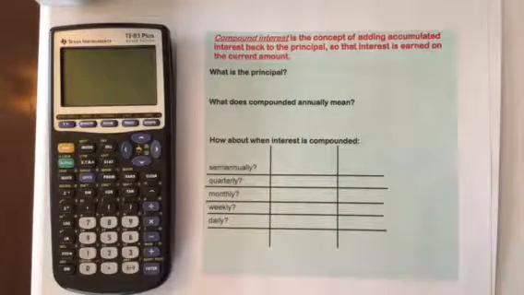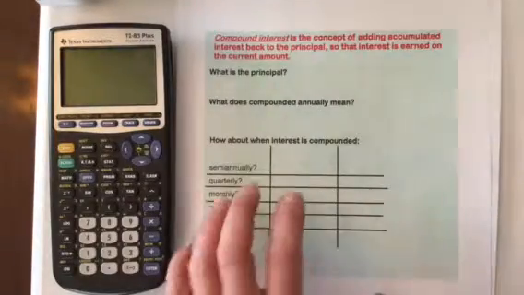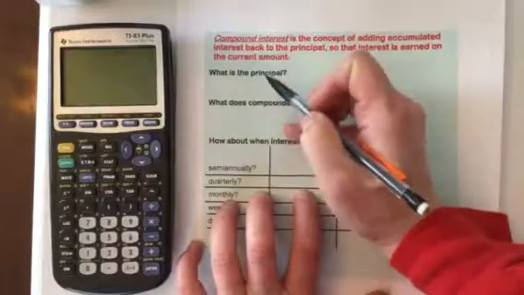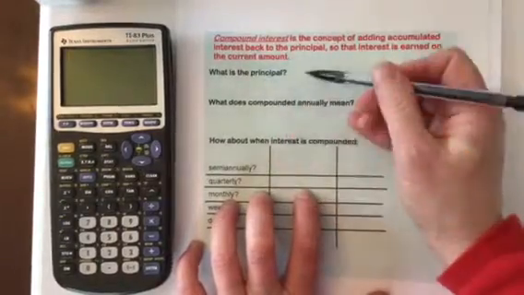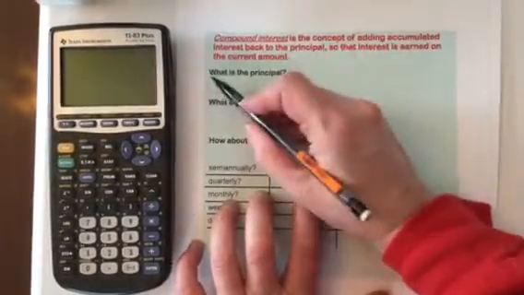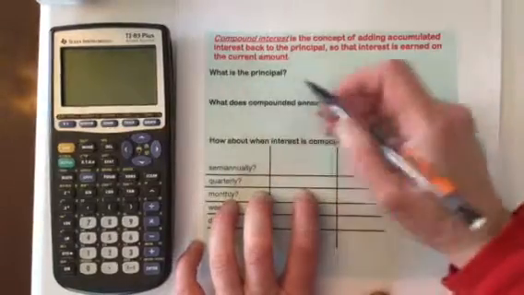When you compound interest, you start earning interest on the interest. Now, what do I mean by that? Let's take a look at some of these words, and we'll come down to compounded interest, and we'll do an example. What is the principal?